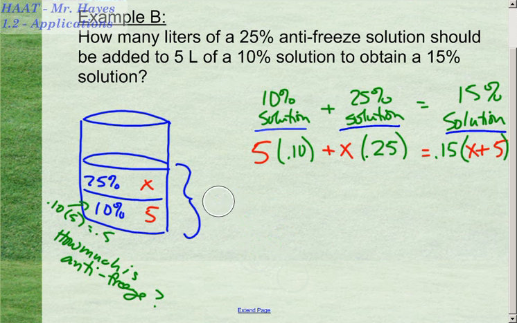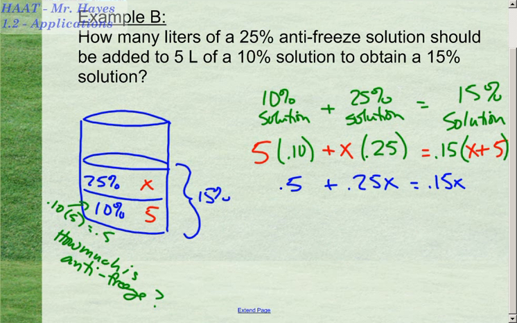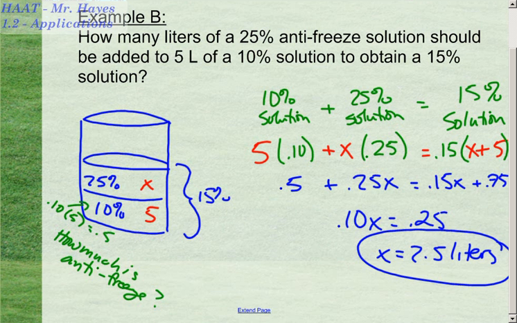So then you'd go through and you'd solve this out. So I've got 0.5 liters here. I've got 0.25 X liters here, I'm sorry. And then this would turn out to be 0.15 X liters plus 0.75 liters. And then you go through and you solve it. So 0.02 liters. And now in this case, that happens to be the solution that you're looking for, so that would be it. So you'd have 7 liters total.